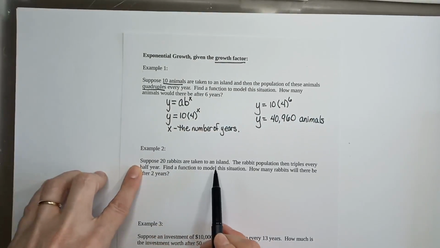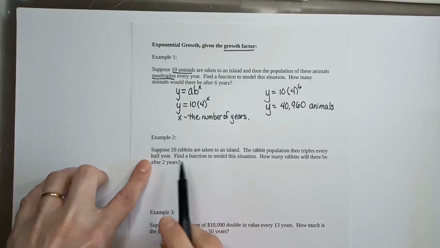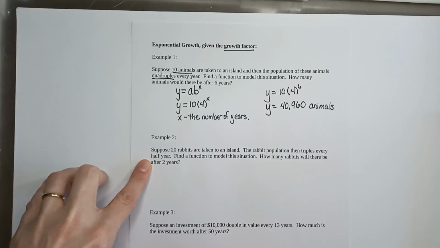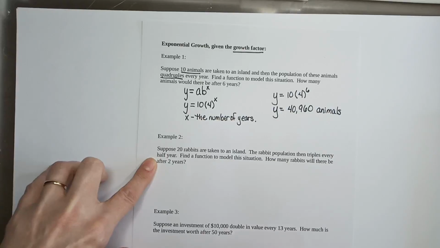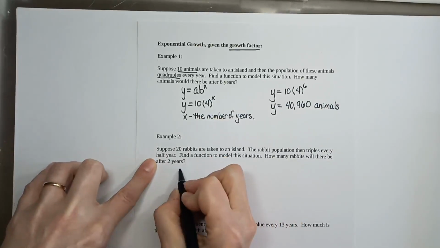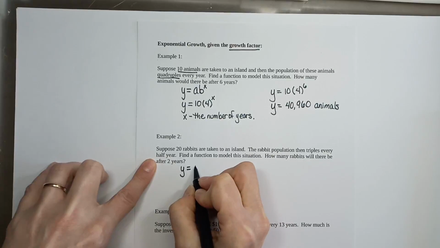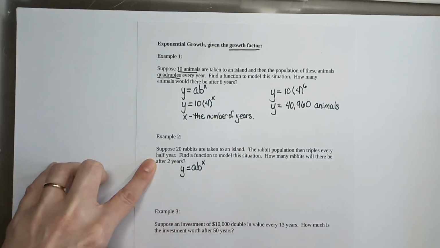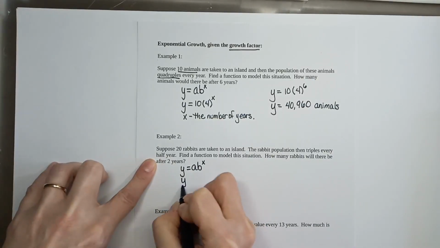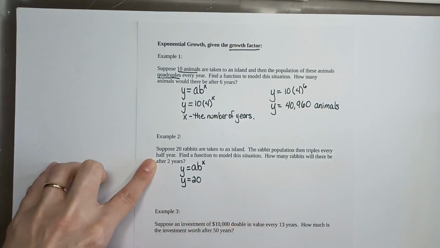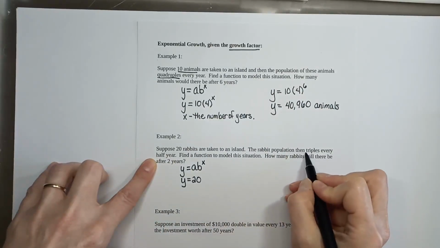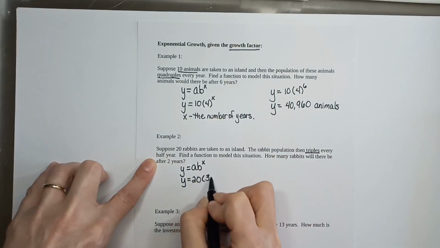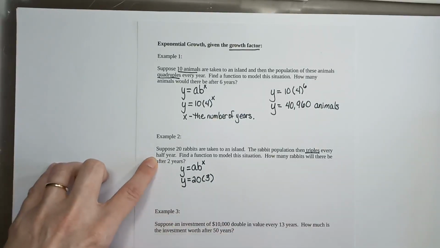Suppose 20 rabbits are taken to an island. The rabbit population triples every half year. Find a function to model this situation. How many rabbits will there be after 2 years? Okay, now this one's a little bit different because it's not happening every year, but we are still following the same model. Y equals a b to the x. Y equals 20 rabbits initially. The b is our factor, remember, our growth factor, and it triples. So that's going to be a 3. But it happens every half year.